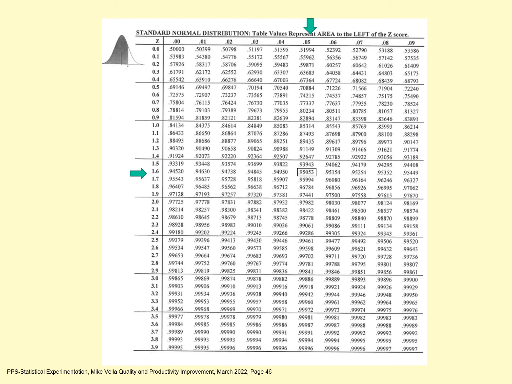So we look in our standard normal table, and we're looking for that one-tailed test, 0.95053. That's as close as we can get to 95%. And we find that our Z factor is 1.65.